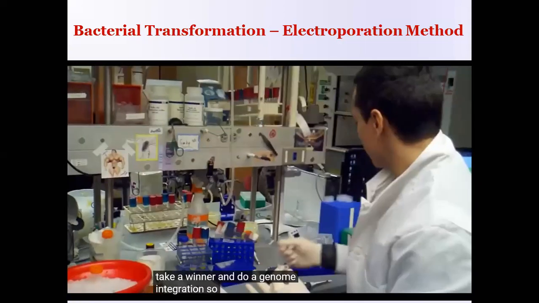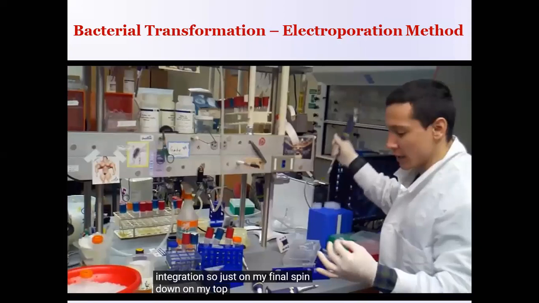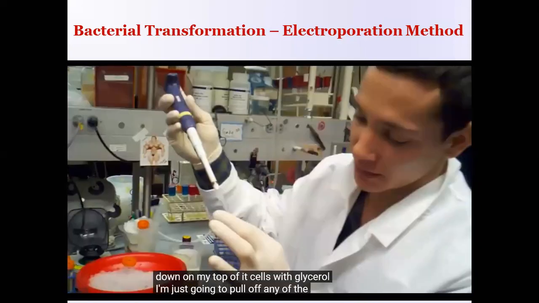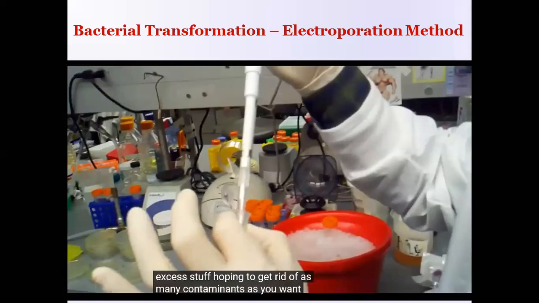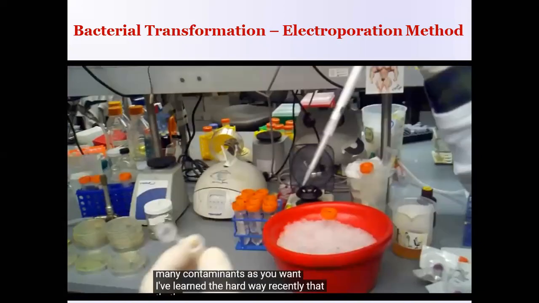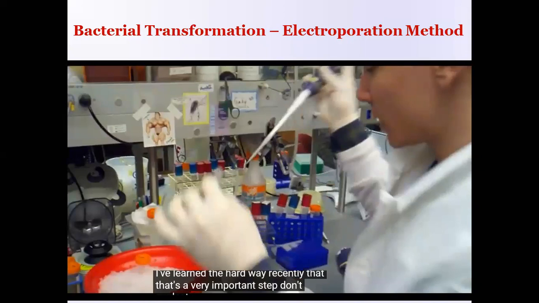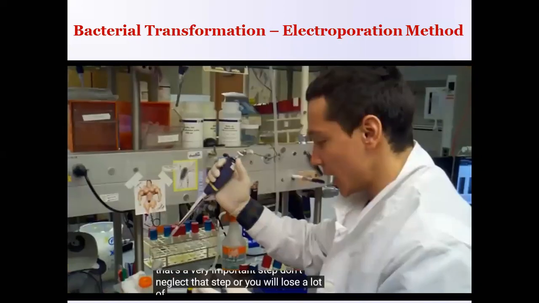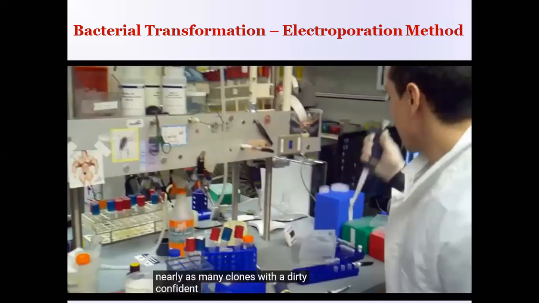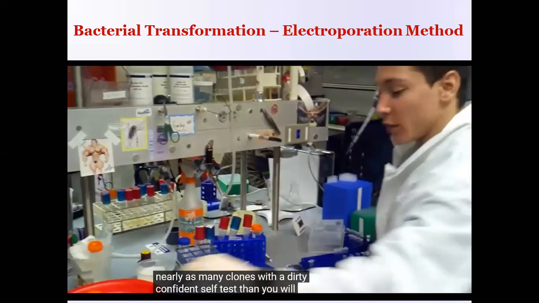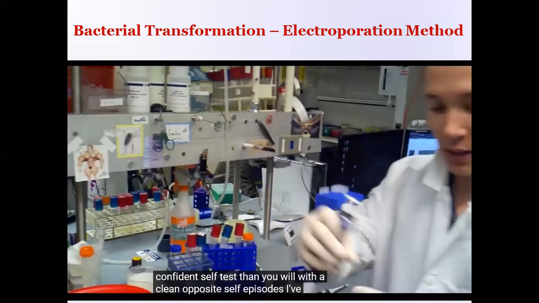So I've just done my final spin down of my competent cells with glycerol. I'm just going to pull off any of the excess stuff, hoping to get rid of as many contaminants as I can. I've learned the hard way recently that that's a very important step. Don't neglect that step, or you will lose a lot of efficiency. You're not going to get nearly as many clones with a dirty competent cell prep as you will with a clean competent cell prep.